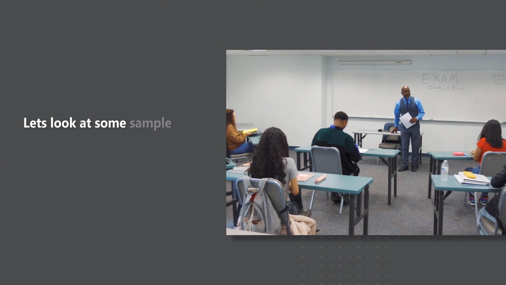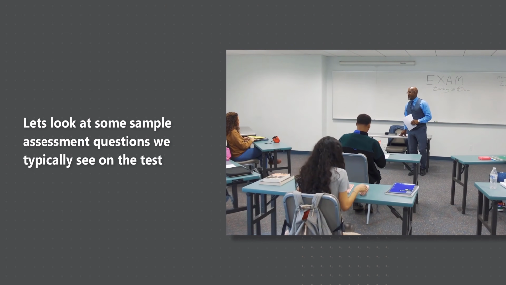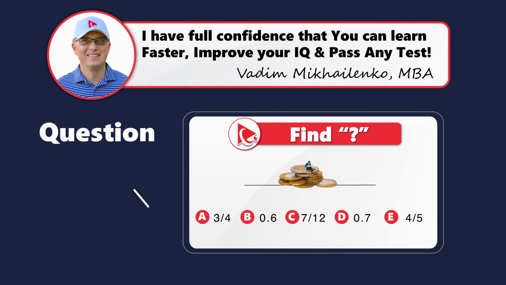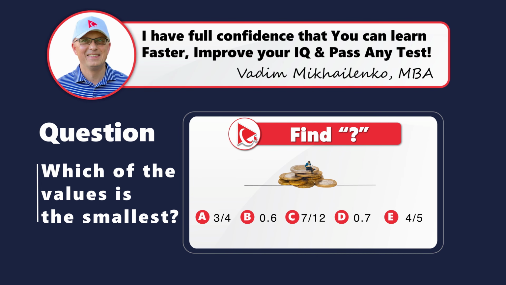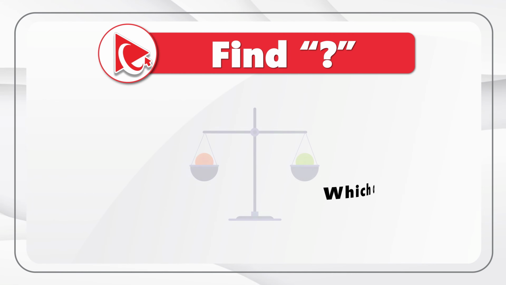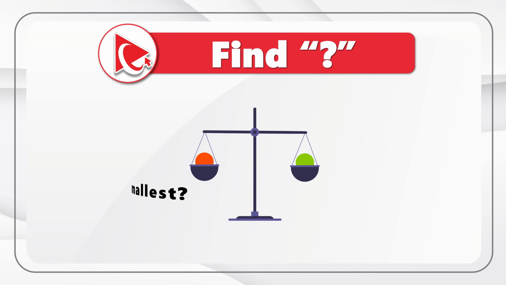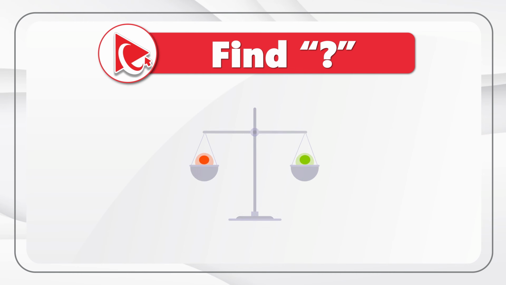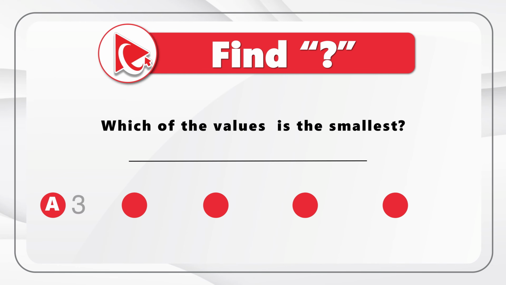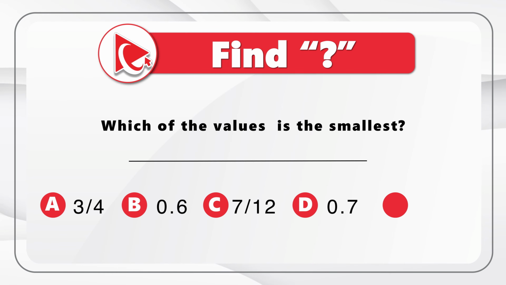Let's look at some sample numerical reasoning assessment test questions we typically see on the test. Here's one of my favorite questions to test your analytical skills and attention to detail. You need to determine which of the values is the smallest. And you're presented with 5 different values. The choices are A, 3/4, choice B, 0.6, choice C, 7/12, choice D, 0.7, and last but not least, choice E, 4/5. Take a close look to see if you can come up with the answer.